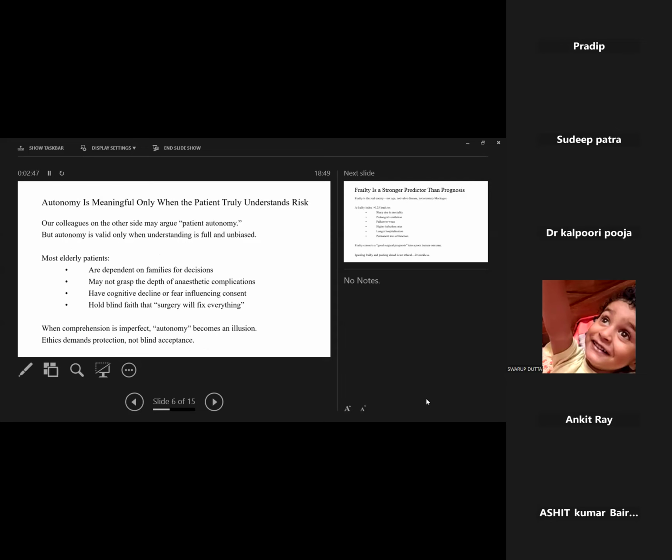Autonomy is meaningful only when patients truly understand risks. Our colleague on the other side may argue patient autonomy, but autonomy is valid only when understanding is full and unbiased. Most elderly patients are dependent on families for decisions, may not grasp the depth of anesthetic complications, have cognitive decline, or fear influencing consent, hold blind faith that surgery will fix everything. When comprehension is impaired, autonomy becomes an illusion. Ethics demands protection, not blind acceptance.